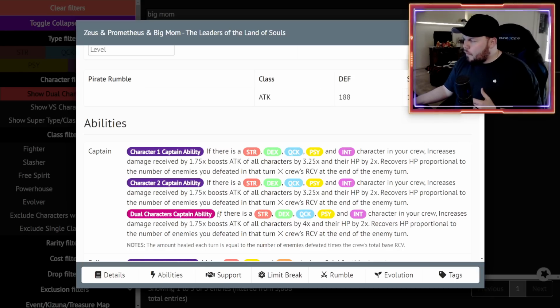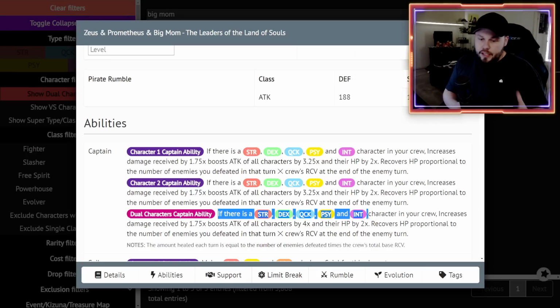But of course, with the dual captain effect, which is mainly what we'll be talking about in this video, you needed to have one of every color on the crew, which is a huge drawback. And we know that there's been characters that have released where they've been focusing on having one of every color on the crew. With the introduction of Level Limit Break 5, that has been able to be removed and changed.